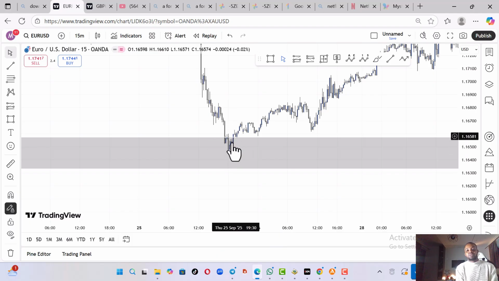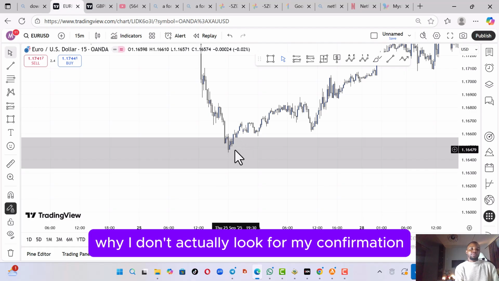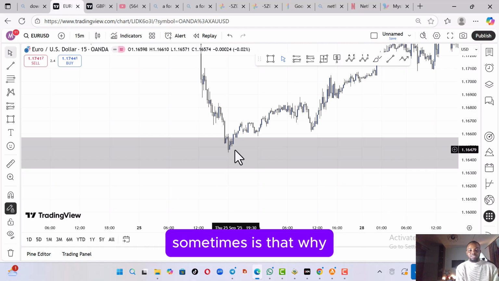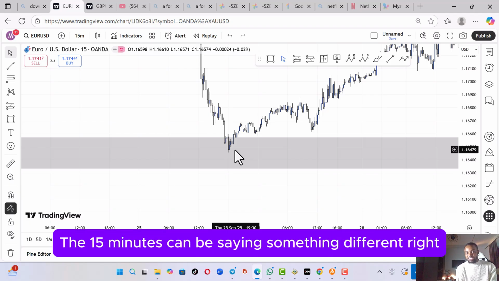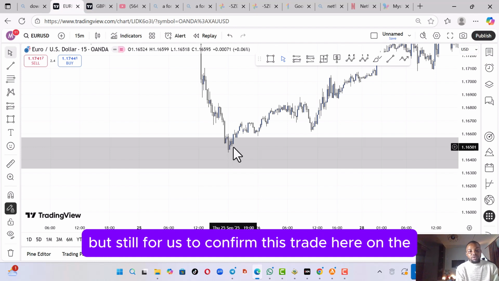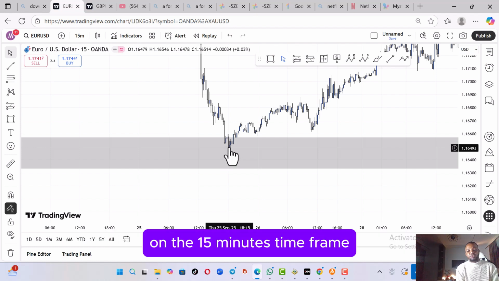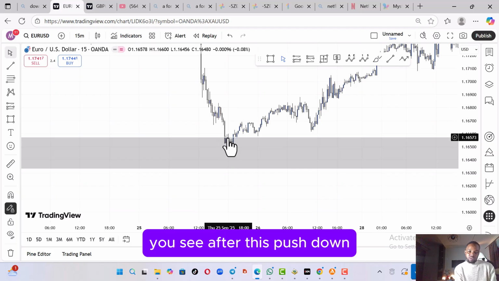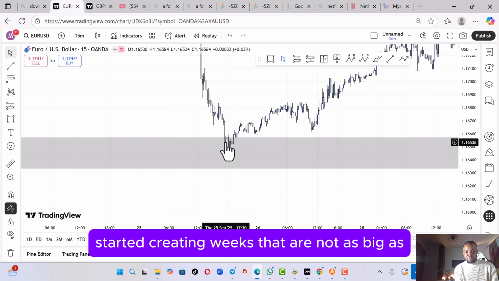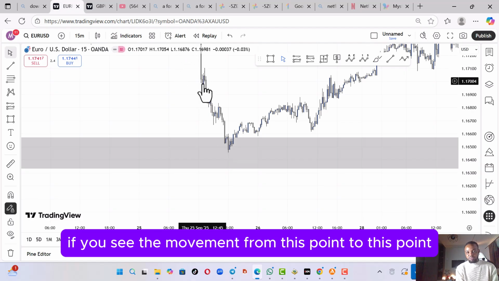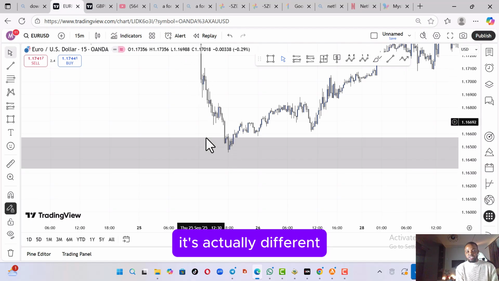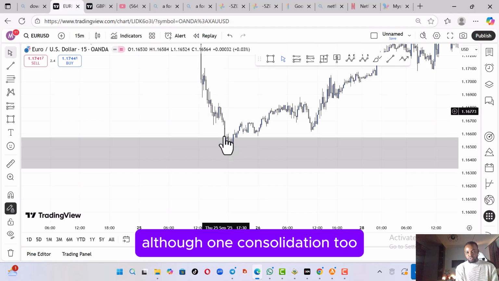Right. So now why I don't actually look for my confirmation on the 15 minutes time frame sometimes is that while the 1 hour and the 4 hours are telling you something valid, the 15 minutes can be saying something different, right? But still, for us to confirm this trade on the 15 minutes time frame, you see after this push down, the market started creating wicks that are not as big or as strong as others, right? If you see the movement from this point to this point, it's actually different, although there is more consolidation too.